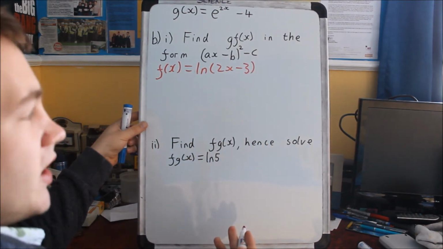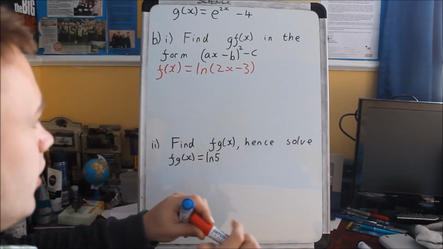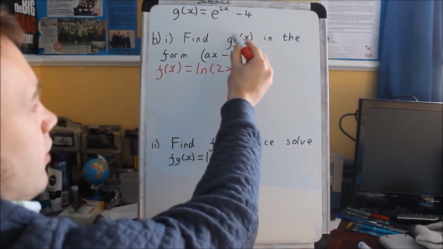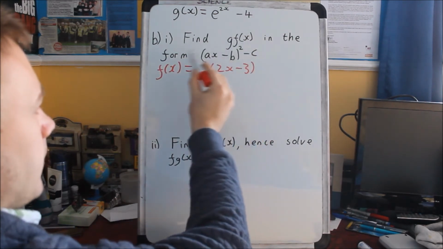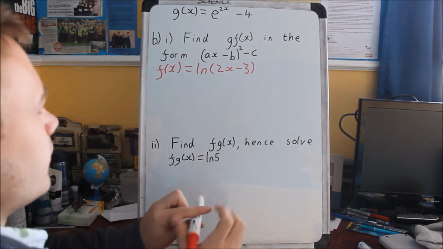Obviously in your actual paper, if you were doing this, that would have been right above it, but I've had to do it on 2 different whiteboards, so I'll remind you. Now, gf of x, that's when we take our f of x, which is this, and we put it into our g of x function in place of any x.